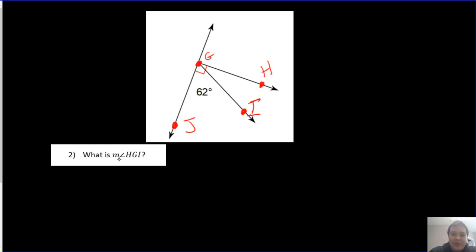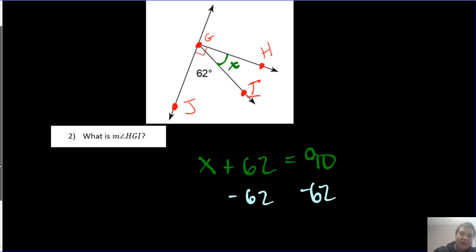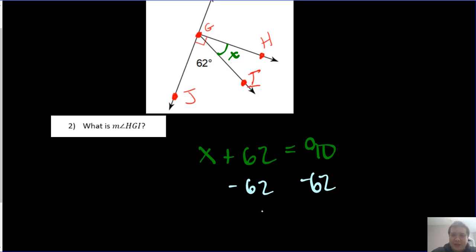The question then is, what is the measurement of angle HGI? Again, HGI is this one. We know that this angle right there is going to add with this angle to get 90 degrees. So we can call this X. X plus 62 should get us 90 degrees. Subtract 62 from both sides, and we find that this angle HGI is going to be 28 degrees.